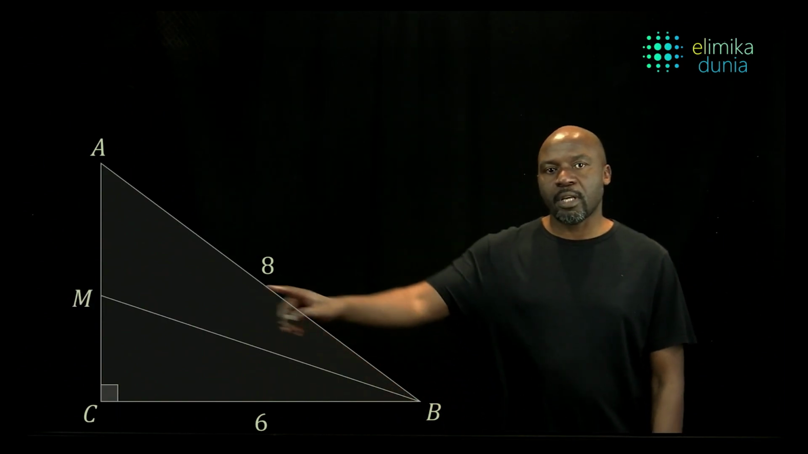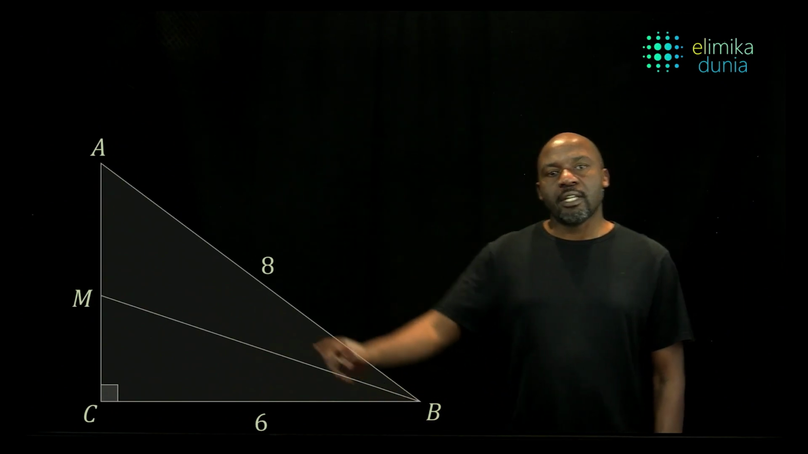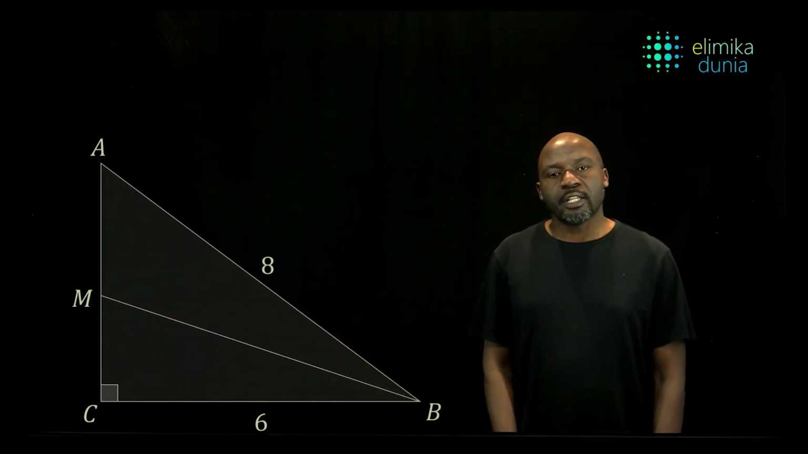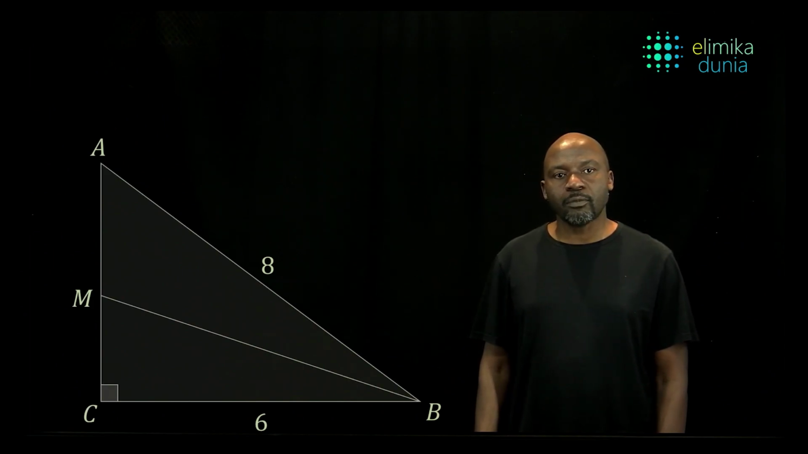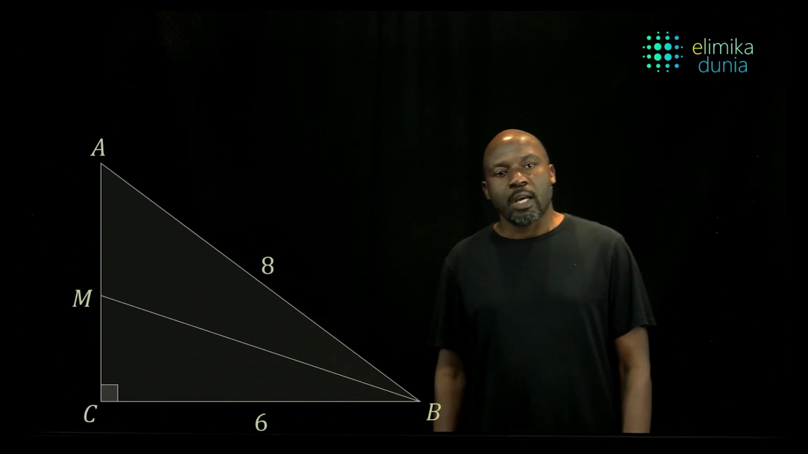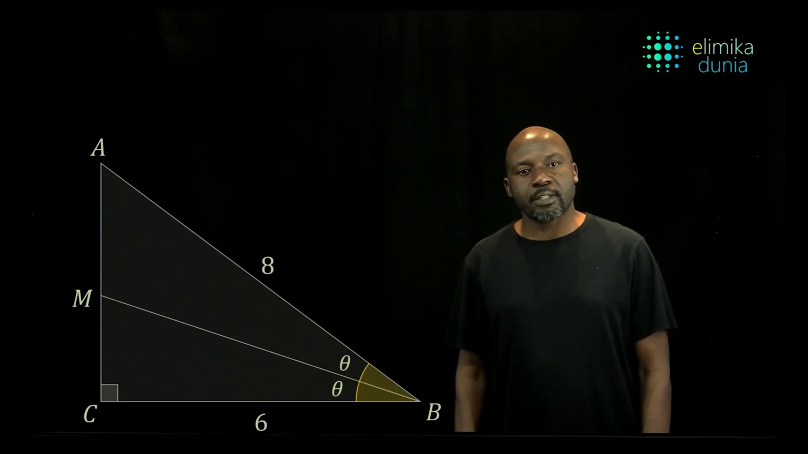M does not appear in the diagram given by the student, but I've decided to call that M so that it makes our references easier. So angle B there is divided into two equal parts. Let's call those two equal parts theta.